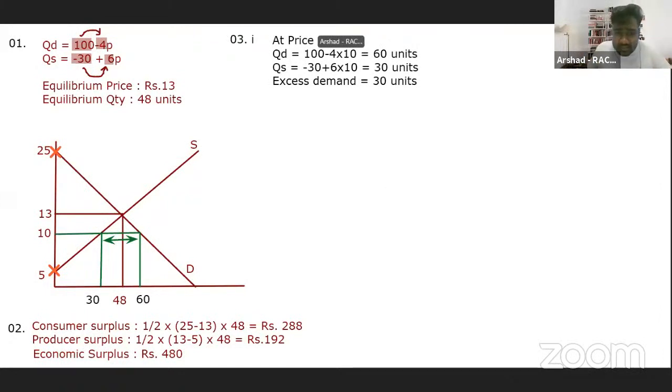Number 2, the maximum black market price. How are we going to find this? Nice to see some of you give me answers already. What is the maximum black market price? The maximum black market price comes from here. For 30 units, what is the price consumers are willing to pay? So you connect that to here. This price that we get here is the maximum black market price.